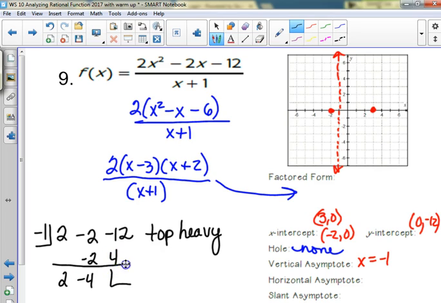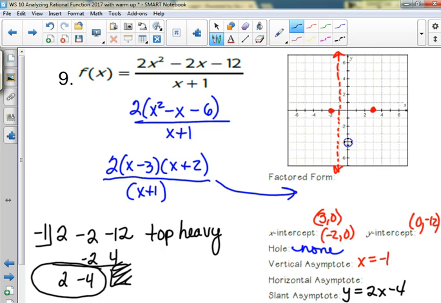Do we care about this last term? So what does this mean? There is a slant asymptote at y equals 2x minus 4. I'm not going to ask this on a test or quiz. It'll probably just say end behavior asymptote, which means whatever it is, whether it's slant, horizontal, whatever. Not going to ask separately.